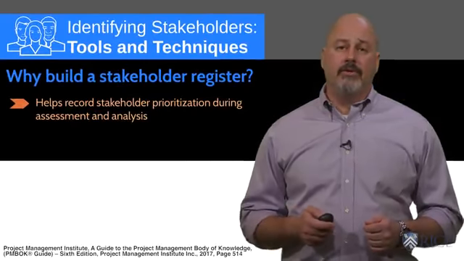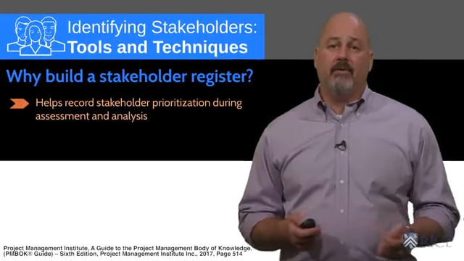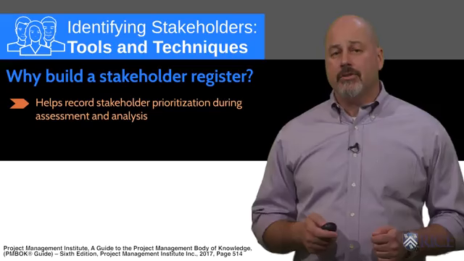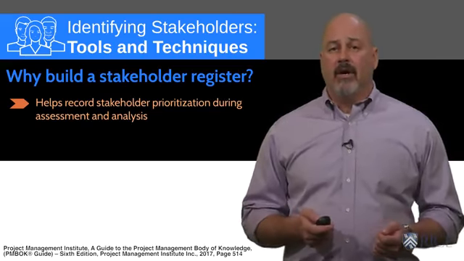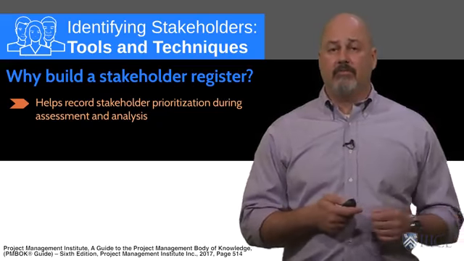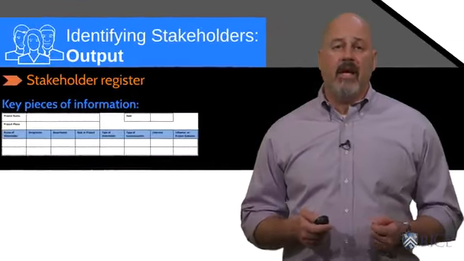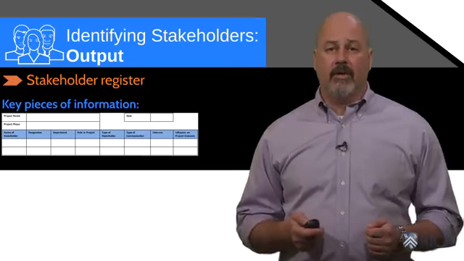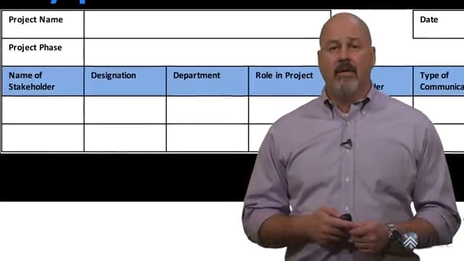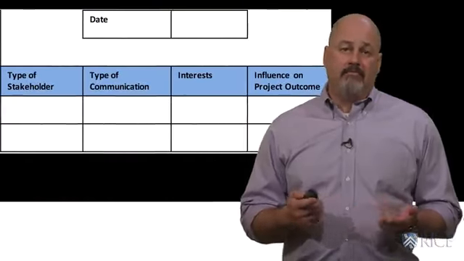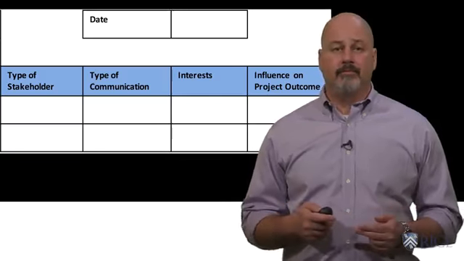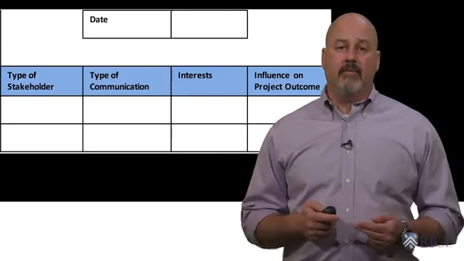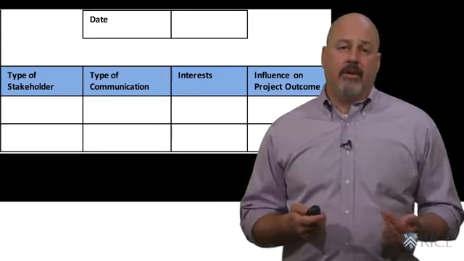Another tool that you can use to help organize your stakeholders is a stakeholder register. A stakeholder register helps record your stakeholders and their impact on the project through our previously discussed prioritization. At a minimum, your stakeholder register should contain the person's name, role, type, and how they want to be communicated with and how often. Here's a quick example of things you can include in your register.